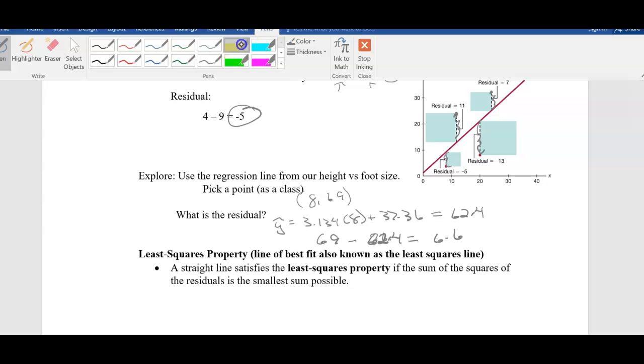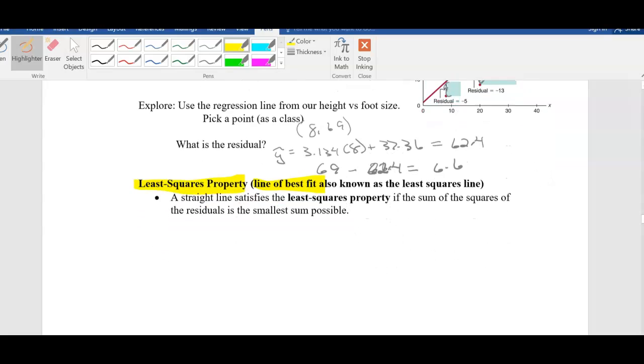Okay, another name, this is just notation: a least squares line is the same as a line of best fit, so sometimes that's what it's called, a least squares line.